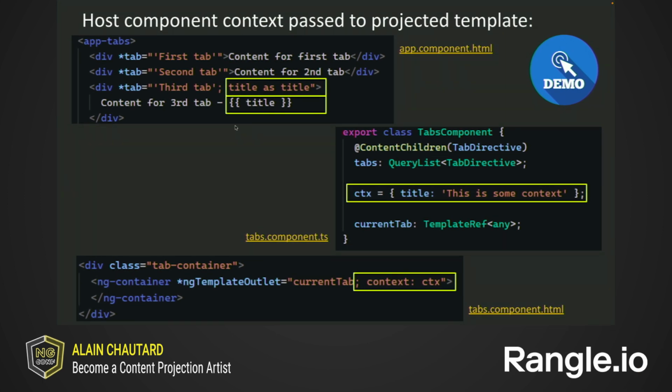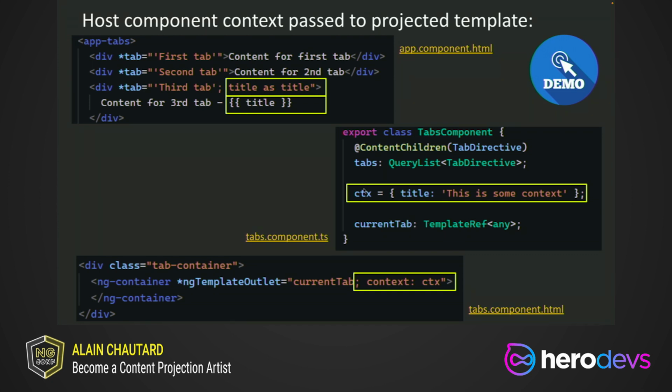So what we mean by this is the following. In our tabs component, let's say the third tab is going to display a title expression, but that title doesn't come from the parent component. Instead, it's going to come from the child. So we want to pass a generic template with generic expressions that are going to be filled out by the consumer, the component that's going to display that template in the end.